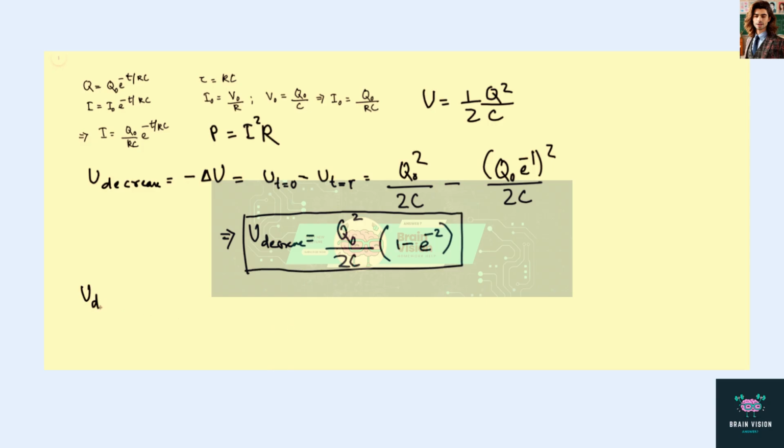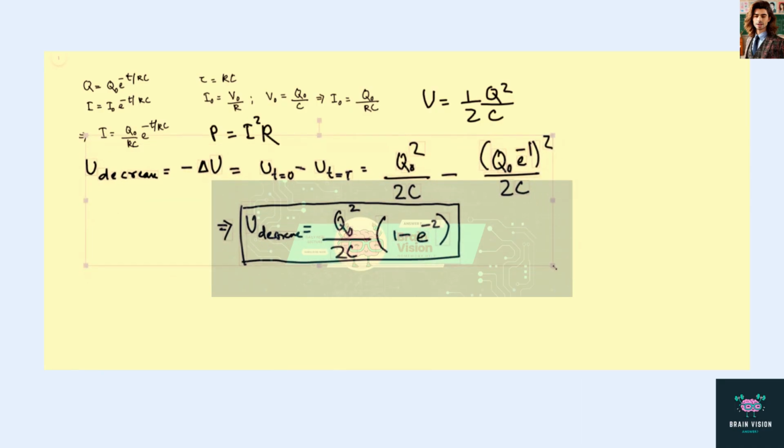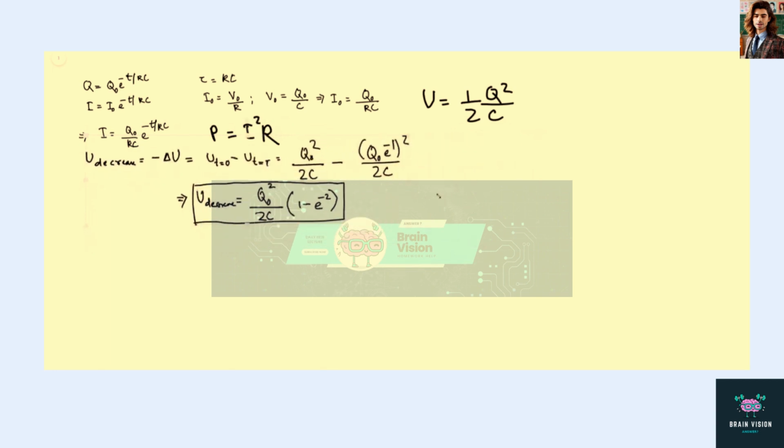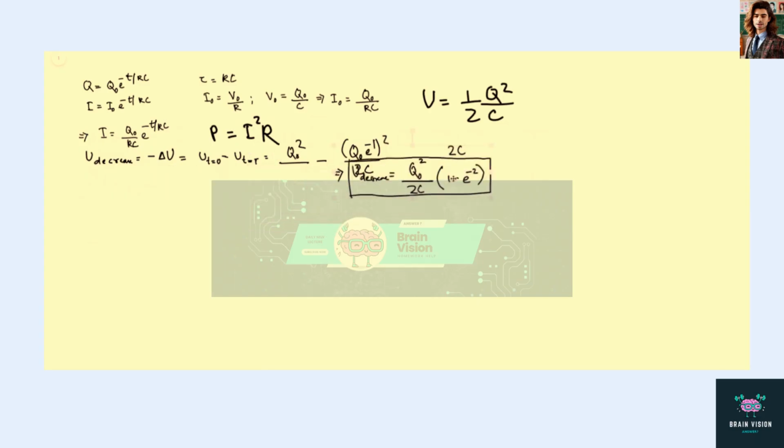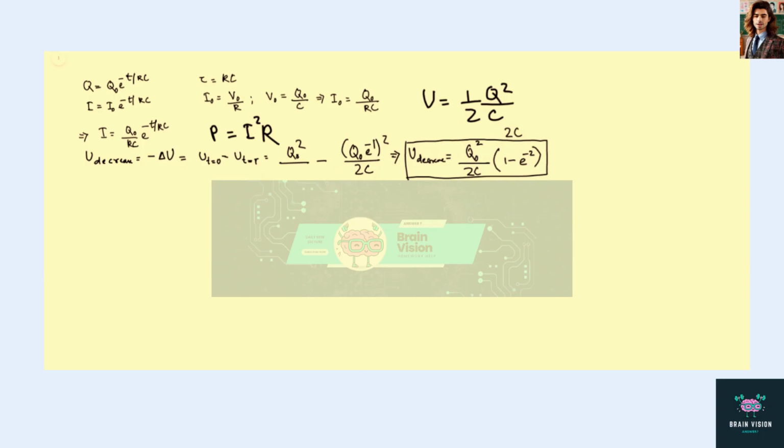Now let's find the dissipated potential energy. Before that, let me just change the size of this a little bit, so we can have some more space. Now let me just move this to here. Okay. Now U dissipated.